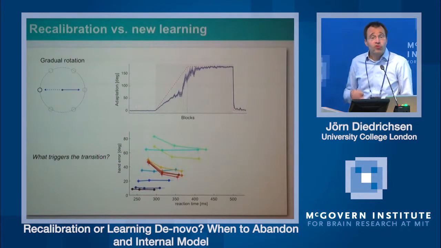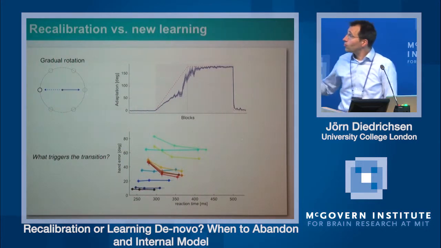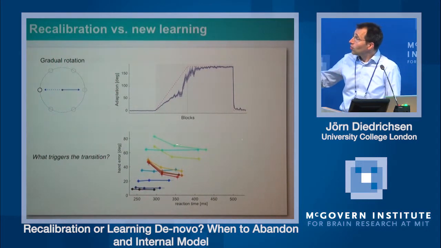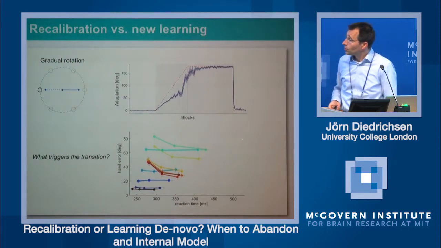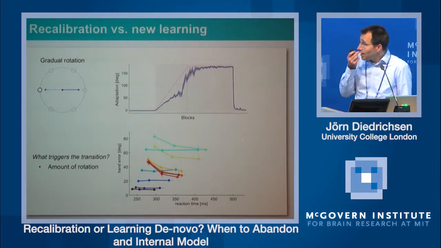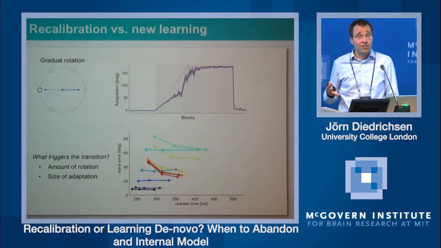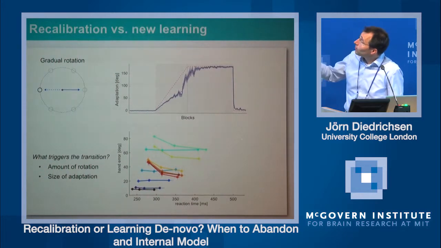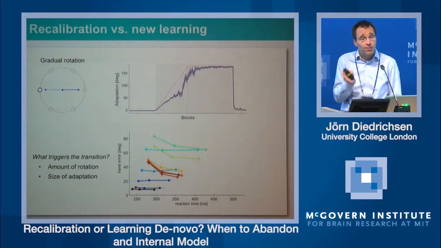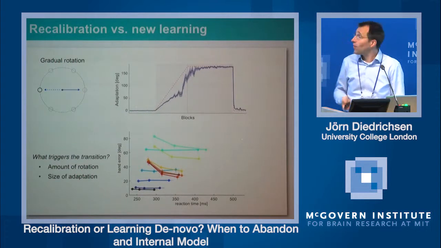So the question is, what triggers this transition? What triggers the system to snap out of recalibration and go into this learning of a new control policy? So it might be that it's the amount of rotation. So maybe 145 degrees was just too much. It might be that it's the size of adaptation, meaning people might adapt to 70 degrees but not further. This would predict that people who adapt faster should also switch faster.